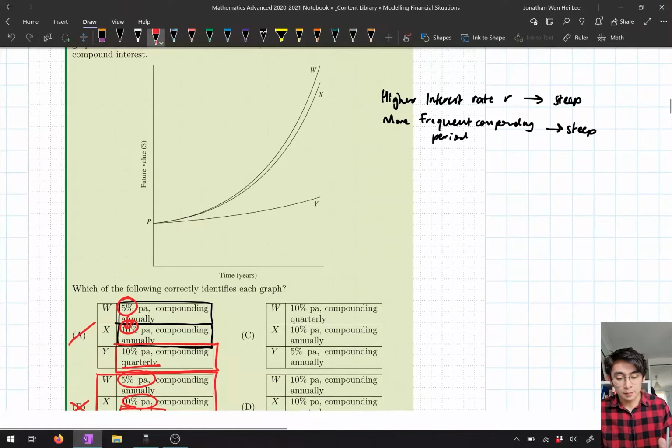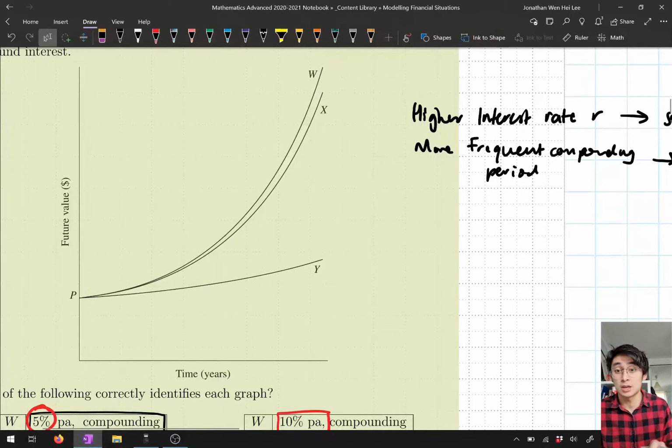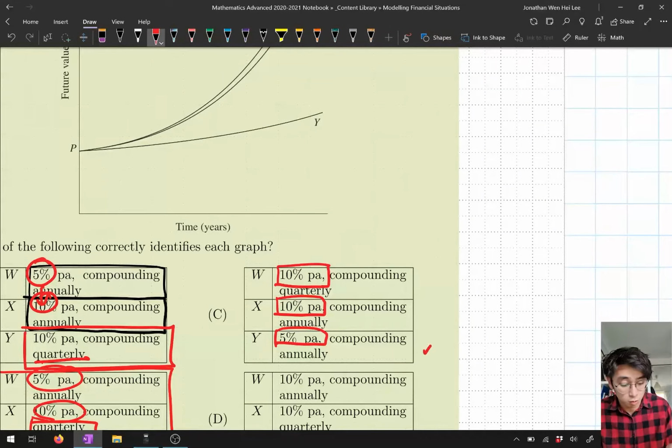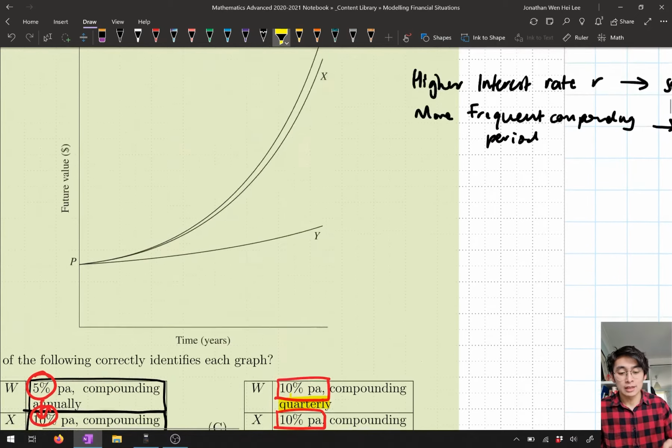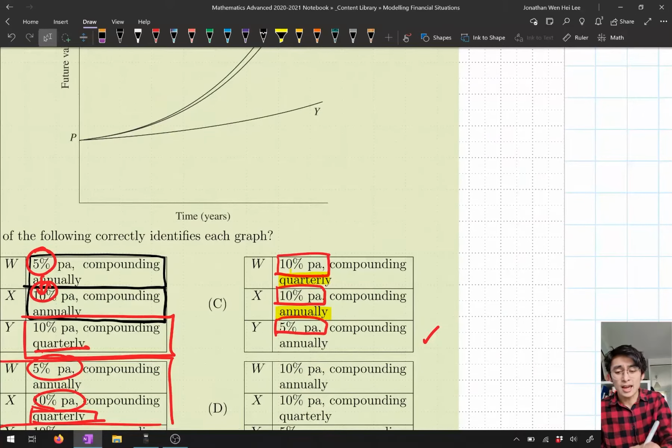Okay, we've got W is 10% per annum compounding quarterly. X is 10% per annum compounding annually, and Y is 5% per annum compounding annually. Now, if you have a look at this one, W and X have this higher compound interest rate, which is great. And both of them are much steeper than Y, which is a good start. The second thing is, W is compounding quarterly as opposed to X compounding annually. And so W is compounding more frequently than X, and so this would mean that it should be steeper. And if you have a look here, W is indeed steeper than X. So this tells me that, hey, it might actually be C.